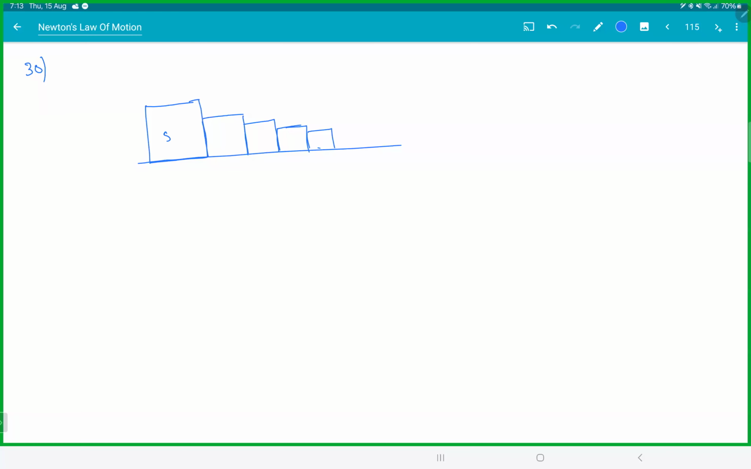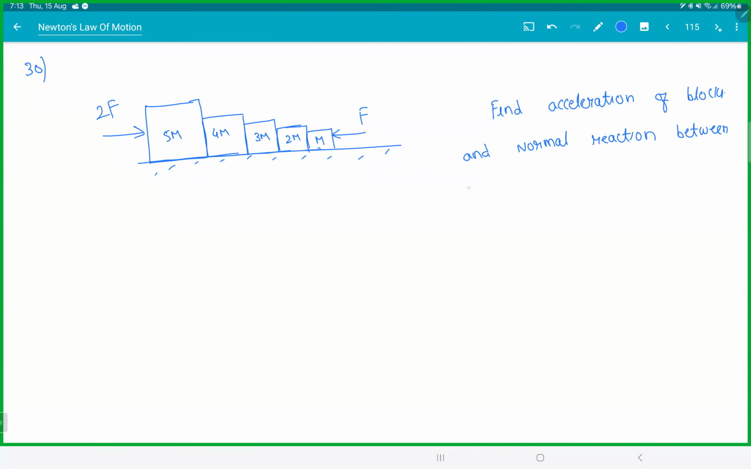So there we have five blocks here, 5M, 4M, 3M, 2M, and M. You are applying force F here, and you're applying 2F here and F here. Find the acceleration and normal reaction between 4M and 3M, 2M and M, 2M and 3M. If the blocks are touching each other, there'll be normal reaction between them. So find the acceleration of the system and the normal reaction between 4M and 3M and 3M and 2M.